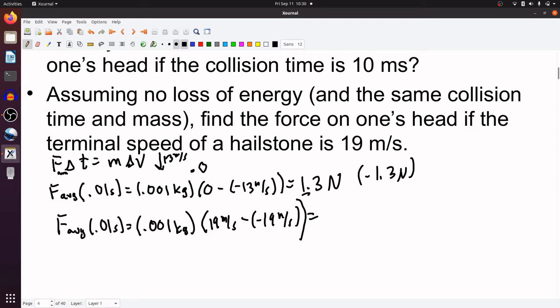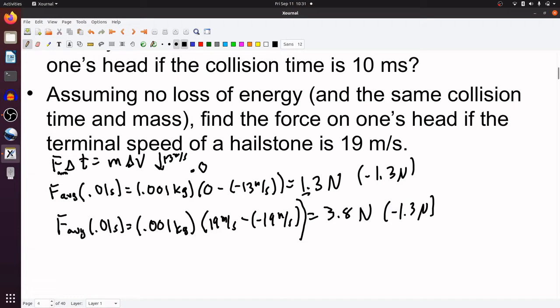So yes, a piece of ice is solid, but fundamentally, even if it's the same mass, just because it's a hailstone and it bounces, it's actually going to impart more force. And once again, this is actually a negative to account that it's going down. The magnitude of the force would be 3.8.